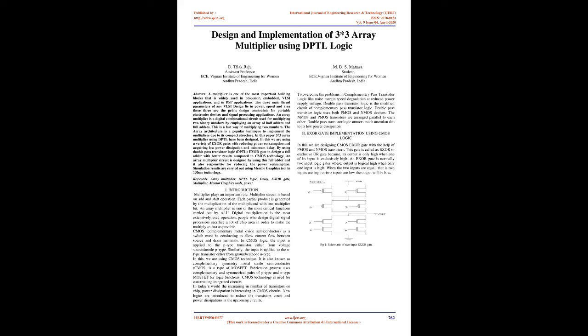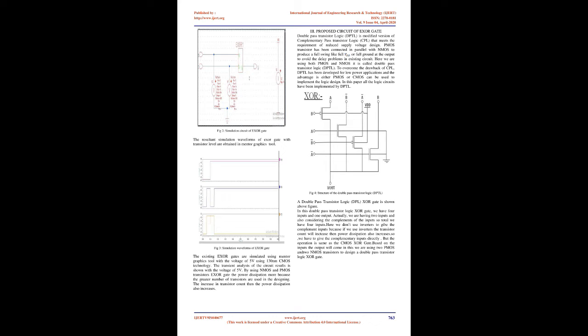Introduction. Multiplier plays an important role. Multiplier circuit is based on add and shift operation. Each partial product is generated by the multiplication of the multiplicand with one multiplier bit. An array multiplier is one of the most critical functions carried out by ALU. Digital multiplication is the most extensively used operation. People who design digital signal processors sacrifice a lot of chip area in order to make the multiply as fast as possible.